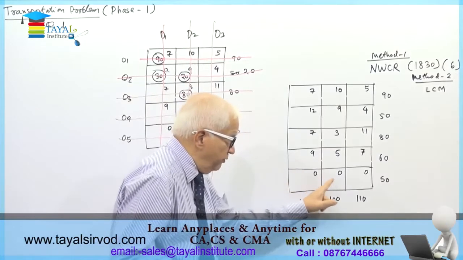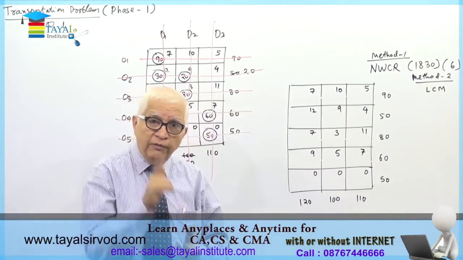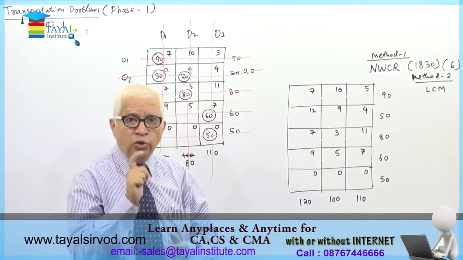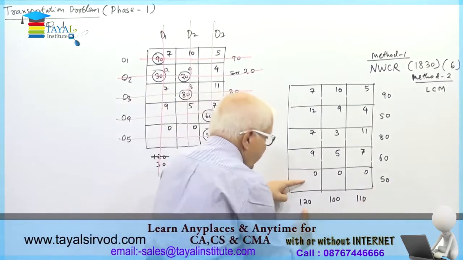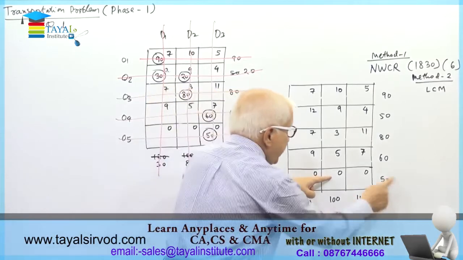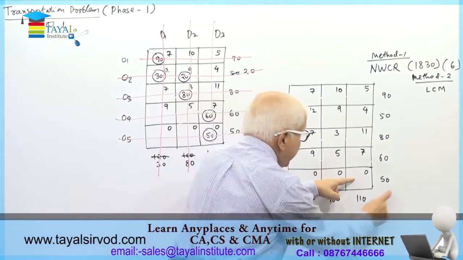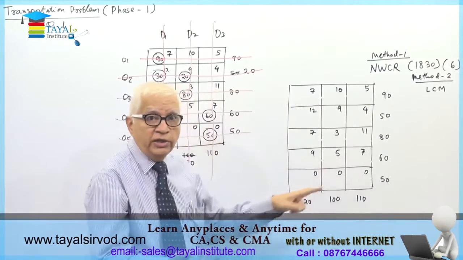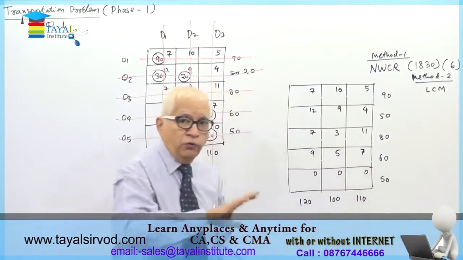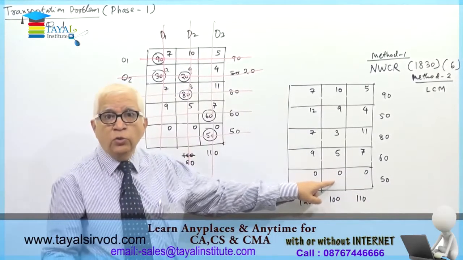Allocations can be 50 here, 50 here, or 50 here. But which of these three 50s will I choose? I will choose that particular 50 where the difference between demand and supply is lowest. Here the difference between demand and supply is 70, 120 minus 50. Here it is 100 minus 50, so it is again 50. And here it is 110 minus 50, or 60. So here the difference is 70, here it is 50, here it is 60. Which is the lowest of the differences? 50. Therefore, I will make the allocation over here.